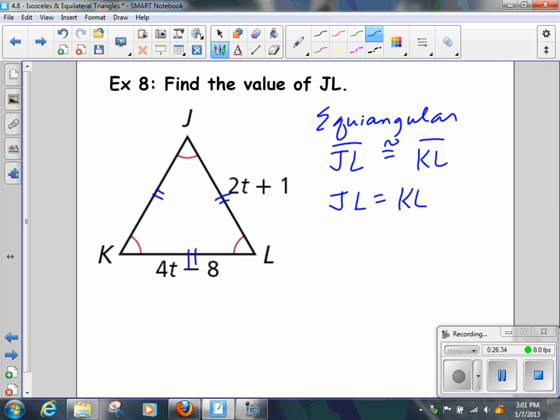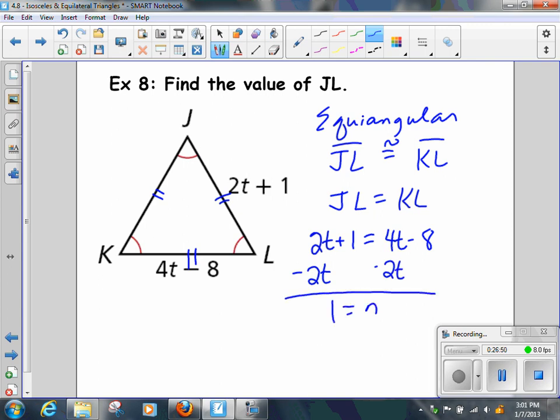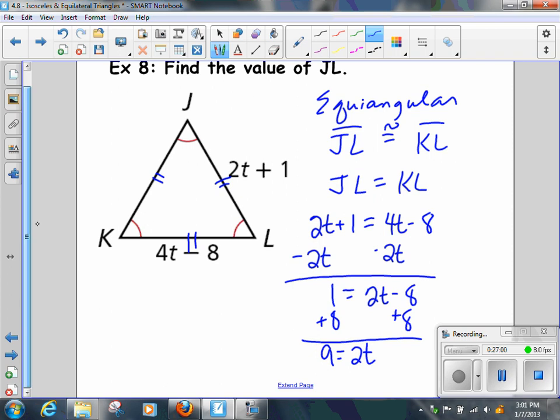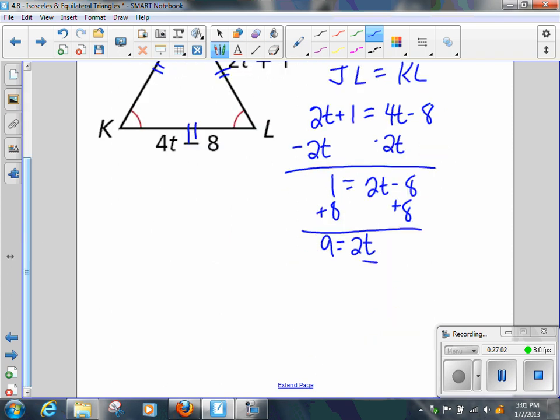You with me? That also means by substitution that I can say that JL is what? 2t plus 1, which is equal to 4t minus 8. And I'm going to subtract 2t from both sides. And then I'm going to add 8 to both sides. And I'm going to get a decimal, yes? And I'm not going to freak out because I'm going to get a decimal. Did you get 4.5? And I'm done, right? Nope.